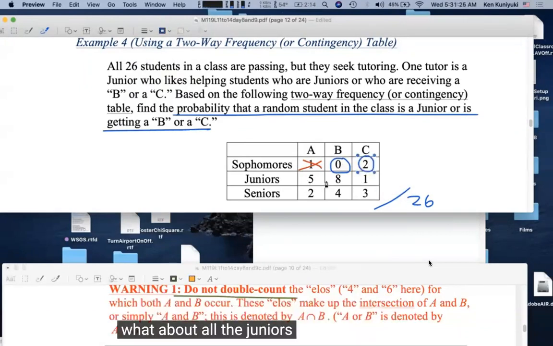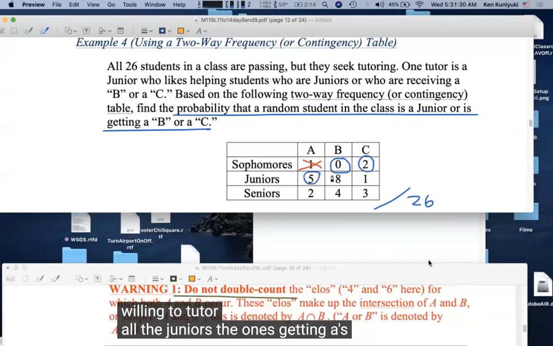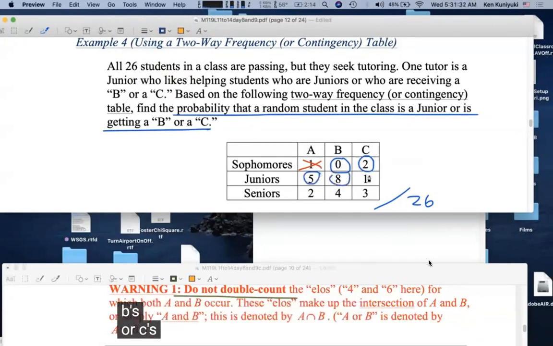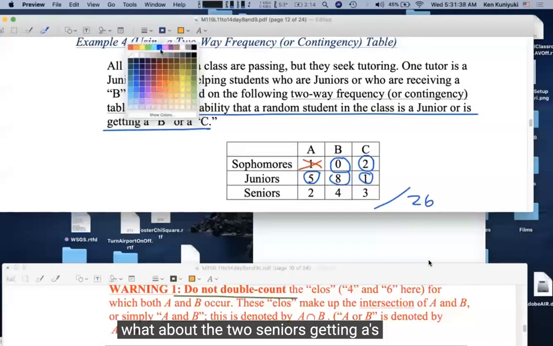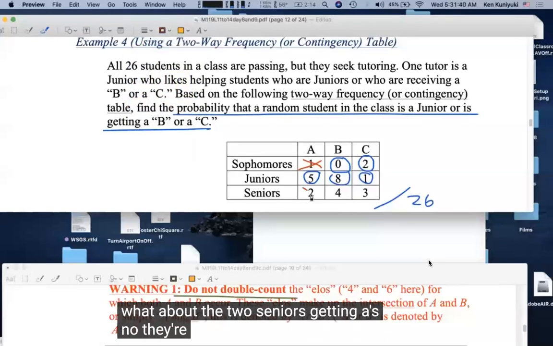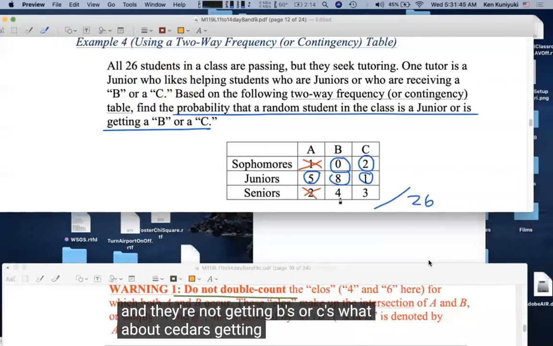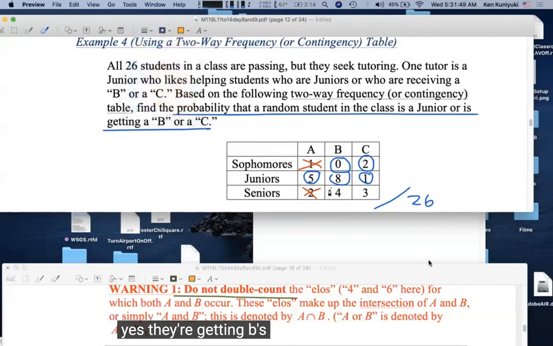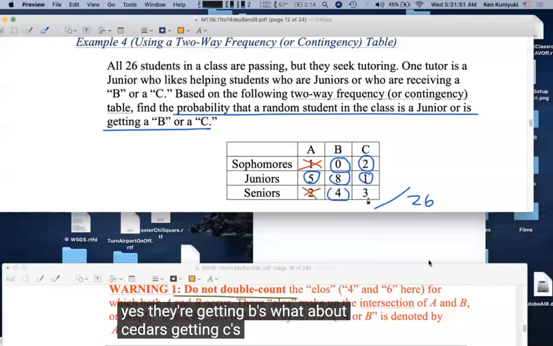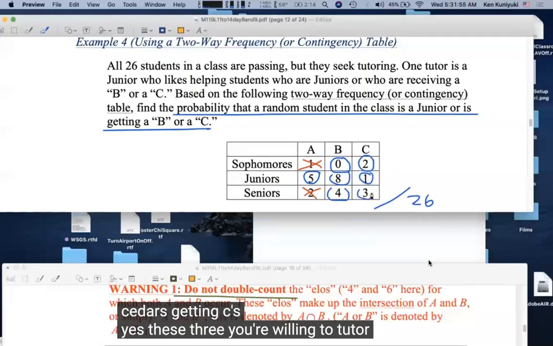What about all the juniors? You're willing to tutor all the juniors, the ones getting As or Bs or Cs. What about the 2 seniors getting As? No. They're not juniors, and they're not getting Bs or Cs. What about seniors getting Bs? Yes, they're getting Bs. What about seniors getting Cs? Yes, these 3 you're willing to tutor.